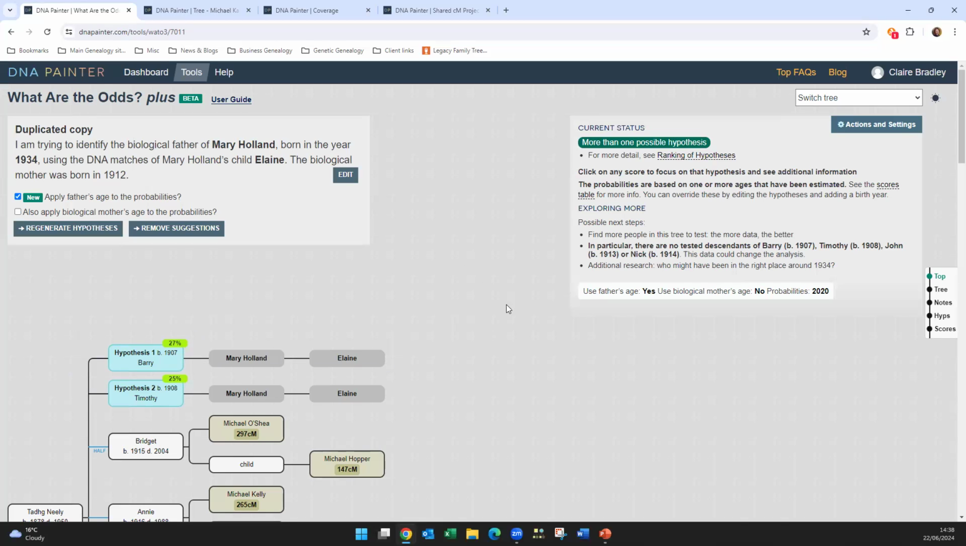So in this example, which is an anonymized tree that I have created from a client using real DNA matches, I have set it up, and this is one of the key changes from the original to the plus: it's easier to set up your research question. It feeds you this information, and you put in the information that's in bold. I am trying to identify the biological father of a woman called Mary Holland, who was born in 1934, and I'm using the DNA matches of Mary Holland's child, Elaine. I was also able to say in this case that the mother of Mary Holland was born in 1912, which adds to the detail. If you don't know that detail, don't worry about it.